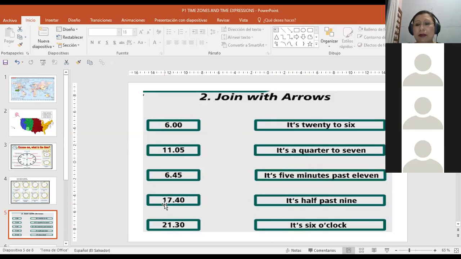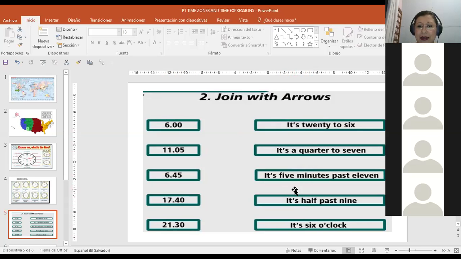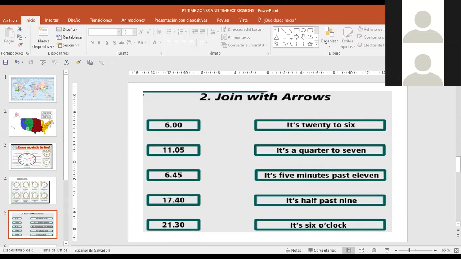Saúl, what time is it here? Number 4. It is 17:40. Ajá, pero del lado derecho, de las opciones que tiene, ¿cuál sería la correcta? It's 20 to 6. Ajá, 20 to 6, 20 a las 6, ¿verdad? Acá está en hora militar, pero acá está en hora tradicional. Thank you, Saúl. Okay, what about Adelaida Funes, the last one? It is 9:30. Yeah, very good. It's 9:30, right. Okay. Thank you very much.